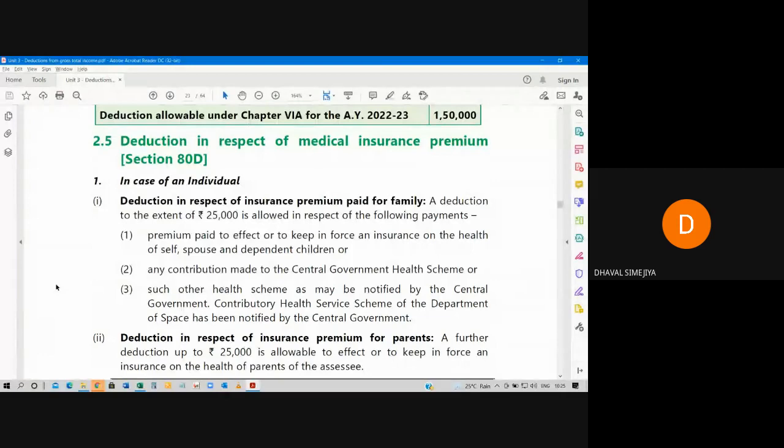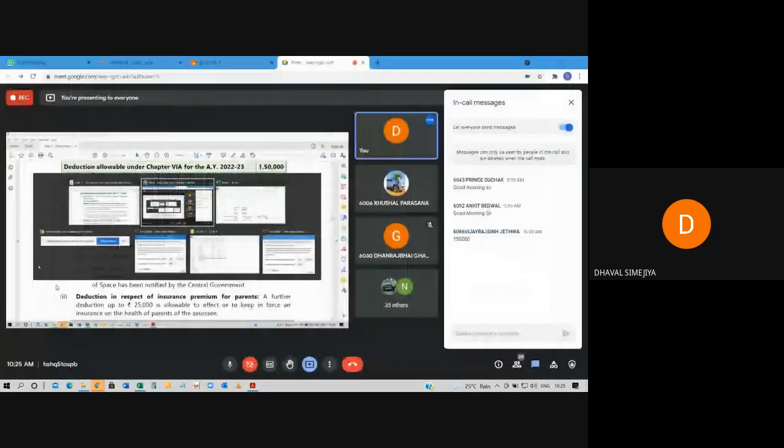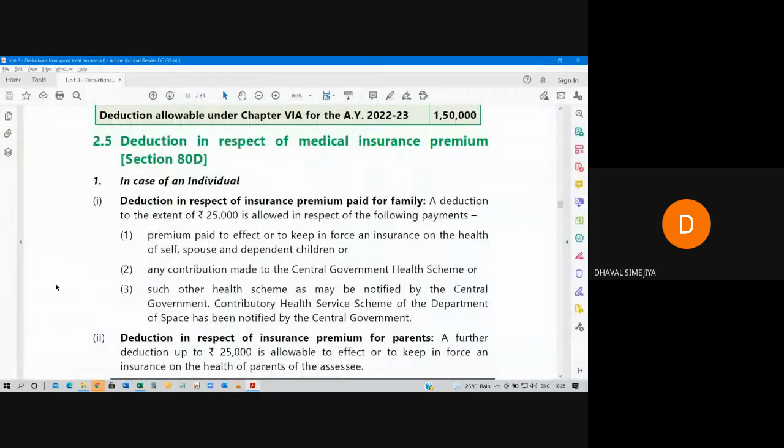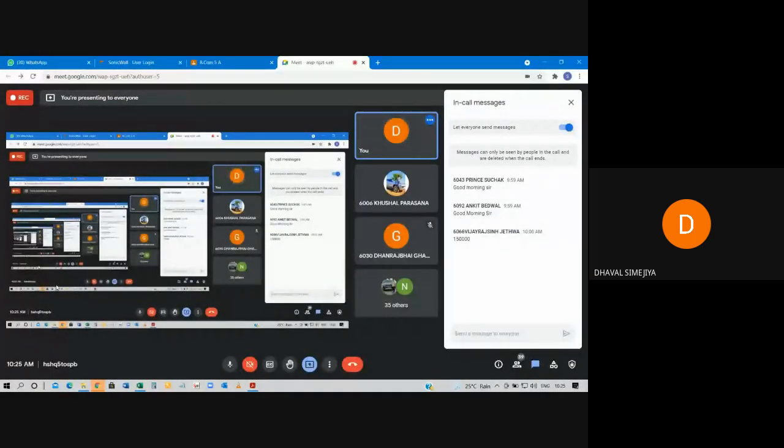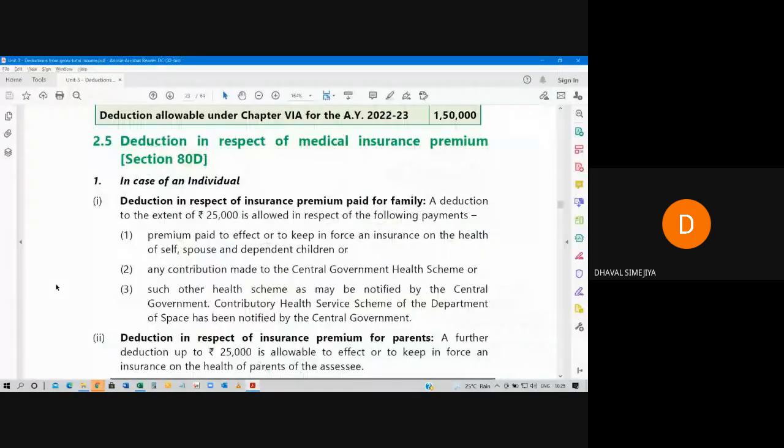80D. Mediclaim નું નામ સાંભળ્યું છે? Whatever amount you invest in Mediclaim, it will be available under section 80D. Sir, what is Mediclaim? Mediclaim means one type of insurance premium, but you have to renew it every year. If anything happens to you, you can claim mediclaim.